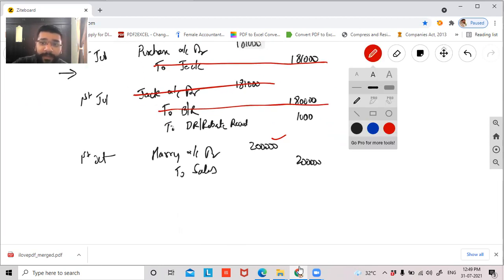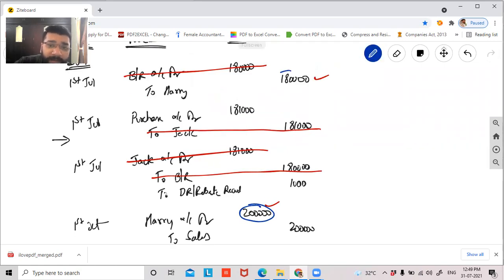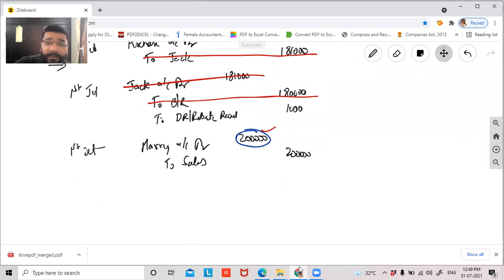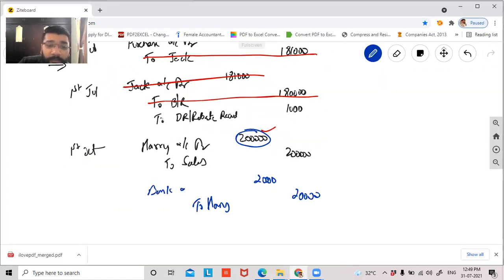Yes, sir. So what will be that entry? Guys, Harry is 20 here in debit and here 20 credit, which means 20 is a shortfall in credit. So can I say to Harry 20? Yes, sir. So what will be debit 20? Cash or bank? Harry paid the amount due to Georgie by cheque. So it is bank account debit. On 1st of October, bank account debit.